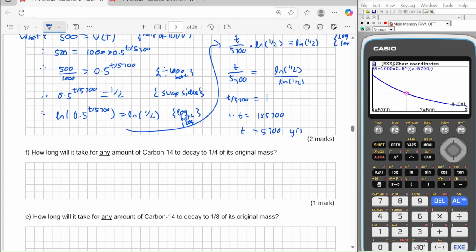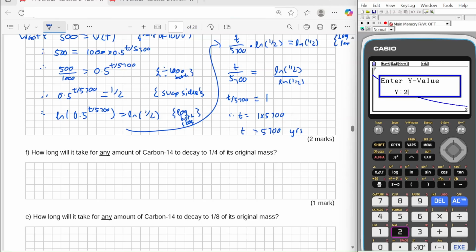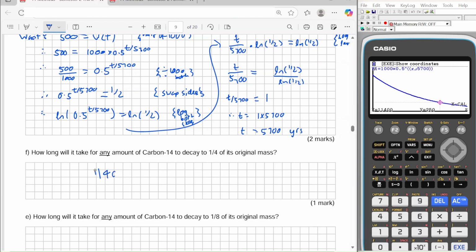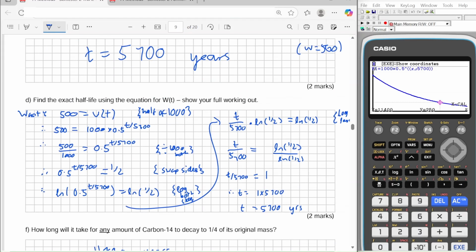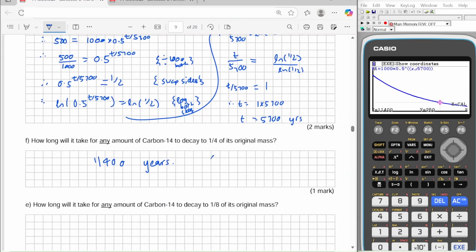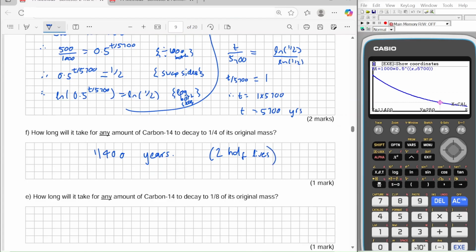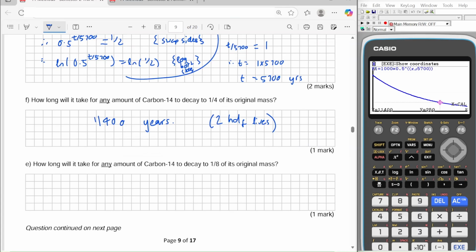So we can just verify this really quickly. If we go GSolve and xcal, and we're looking for a quarter, that's 250. And it looks like it's taking 11,400 years. So 11,400 years. Okay, you'll notice that's 2 half-lives. If I try and find a half of a half, that's a quarter, so it takes 2 half-lives to get to a quarter. So this one here will be 3 half-lives.